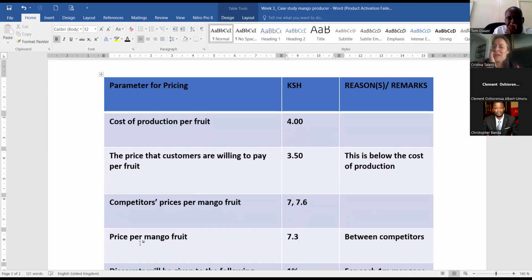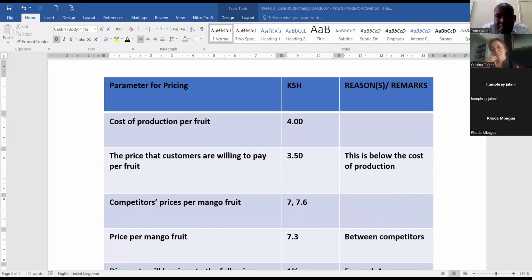Anybody have feedback? Just a concern that the customers are willing to pay much lower than the cost of production. That's a problem there. Yeah. It's a massive problem. Okay. Anybody else? And how did they arrive at the cost of production? How do they work out their cost of production?